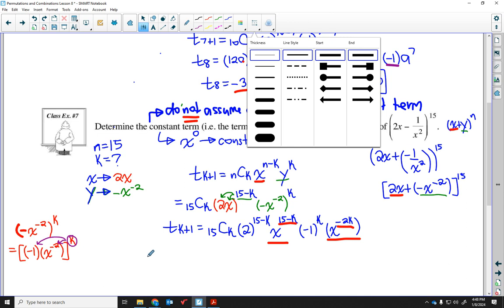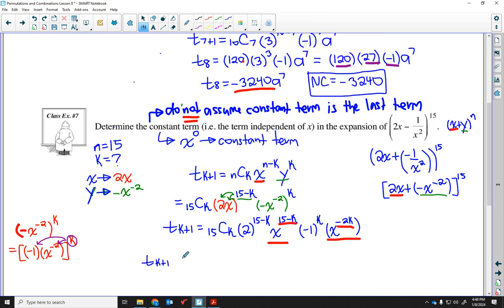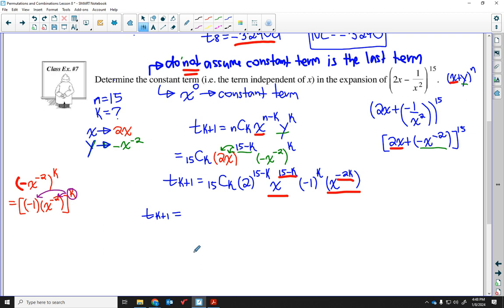This would then be t sub k plus 1 is equal to 15 choose k, and then 2 to the power of 15 minus k. We'll do the x's at the end right here. Let's write down that negative 1 all to the power of k. Okay, now let's combine these exponents together. If you add them together, 15 minus k minus 2k, the negative k and the negative 2k are like terms. So that will combine to give you 15 minus 3k.